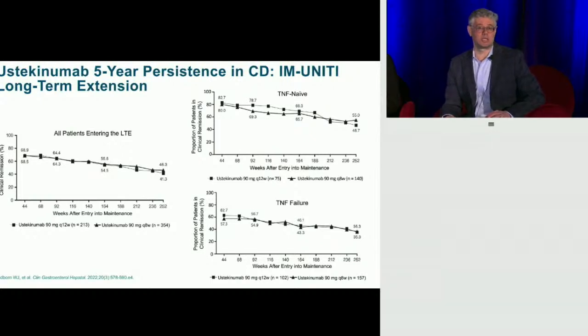And here we have ustekinumab data out to 5 years, so this is now beyond our usual 1 year of clinical trials. It's also very reassuring that the response rates maintained over 5 years are still relatively high. On the other hand, I think it also suggests that we still have room to go, that with one of our best drugs, we are still seeing maybe 46% of patients that were able to stay on drug throughout this time period still in clinical remission.